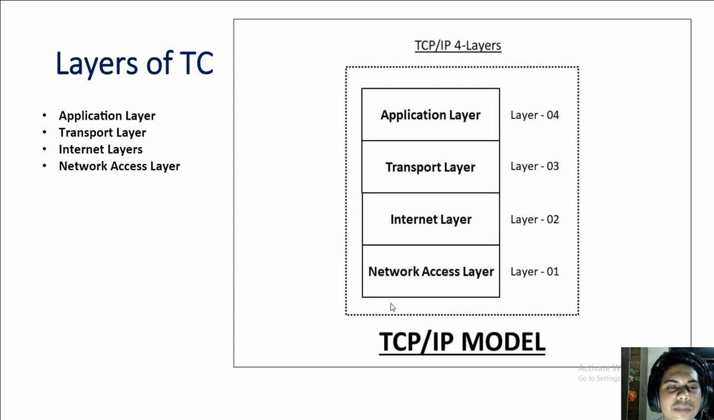So the layers of TCP, as you can see, are the application layer, the transport layer, the internet layer, and the network access layer. When you see these layers from the receiver side, the network access layer comes first, then the internet layer, then the transport layer, then the application layer. But when you see it from the side of the sender, the application layer will be first and then the rest of the layers follow. So now it's time to move ahead.